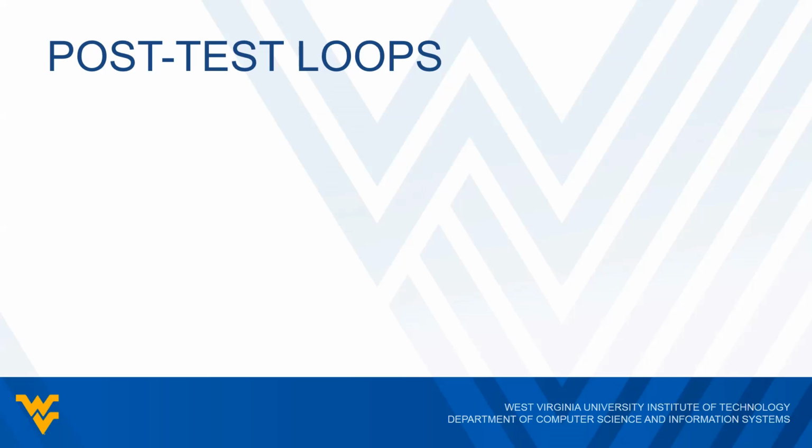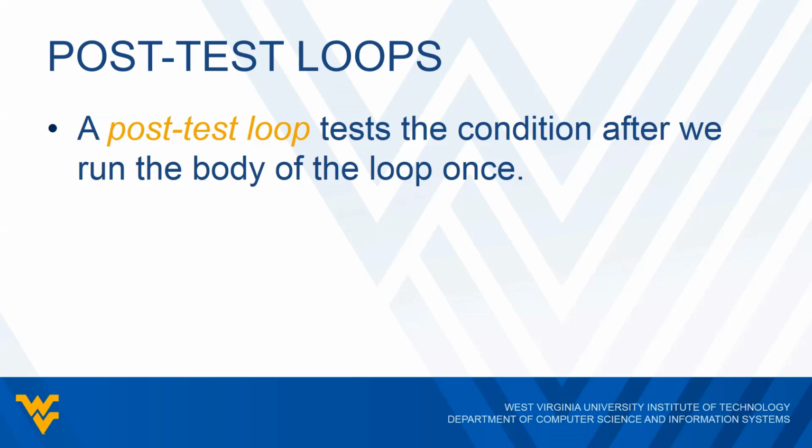Now a post-test loop is a little different. Here we test the condition after we run the body of the loop once. This is similar to how do-while loops work in other languages like Java, C, or C++. So let me give you a couple of examples using our do-while loops and do-until loops in Visual Basic.